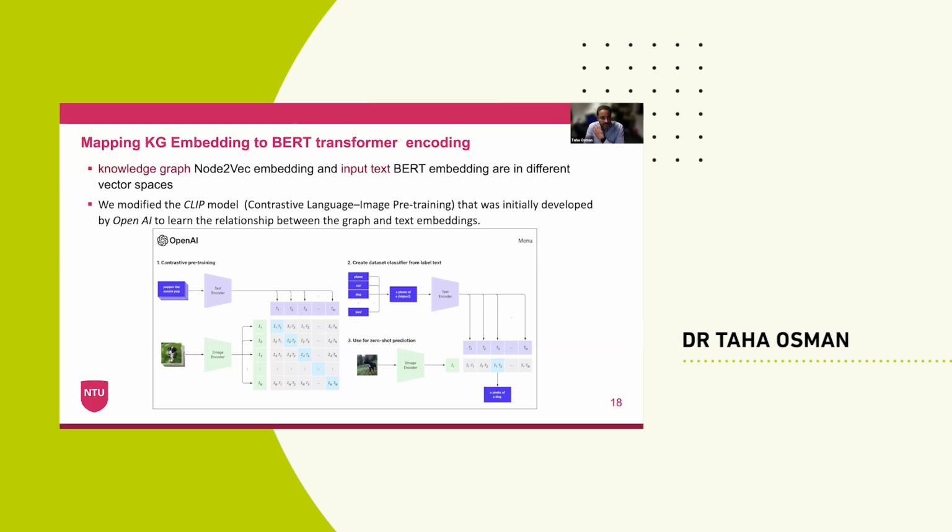So we used a technology that was developed by OpenAI, even though it was developed for a completely different purpose. It was developed to align the embedding of images to the text embedding. So we modified this contrastive language image pre-training, which allowed the text-based model to be used to understand the classification of images, to do a similar job of aligning the two spaces: the space of the input text that we're trying to classify, and the knowledge model that is expressed in graph or node-based format.